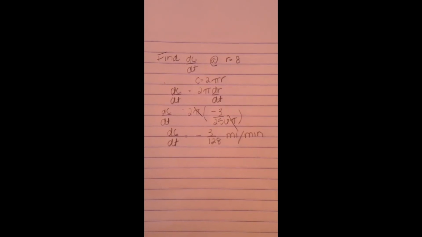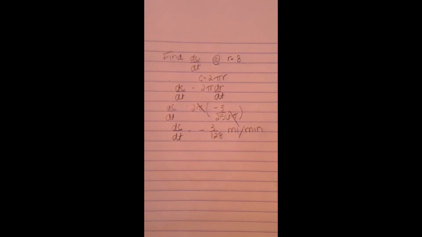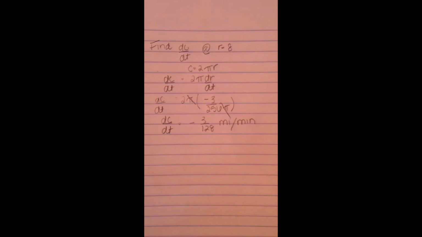Finally, you're going to fill in your equation for dr/dt, which is negative 3 over 256 pi. To solve for dc/dt, you're going to fill that in and then find that your answer should be negative 3 over 128 miles per minute. Remember to make sure your units are correct. Since this is circumference, it's going to be a one-dimensional unit rather than a 3D.